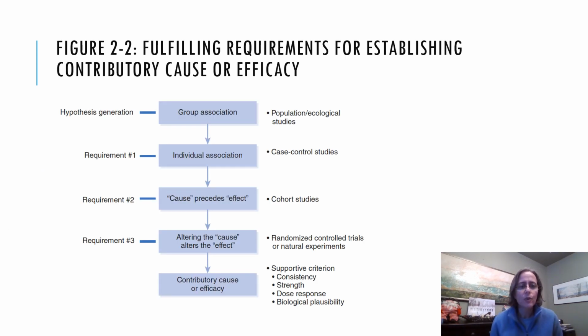Okay, so this again is that graphic that you saw before. Those are those 3 requirements. We talked about how sometimes number 3 is hard to do when establishing causes, but we can look for contributory cause or efficacy. We can look for other supportive indicators, like consistency of the evidence, strength of the evidence, biologic plausibility. Those things can all help.